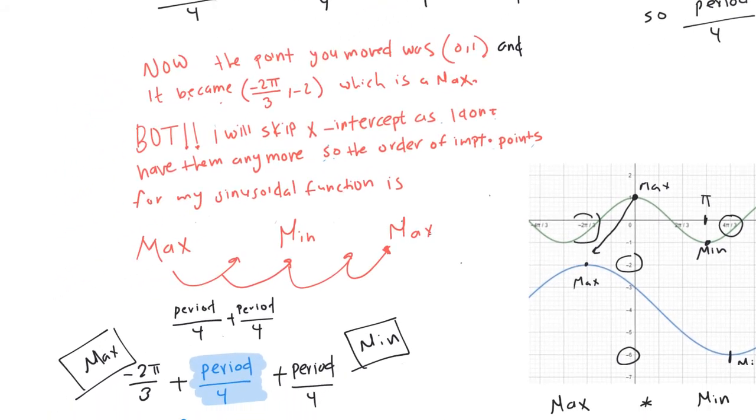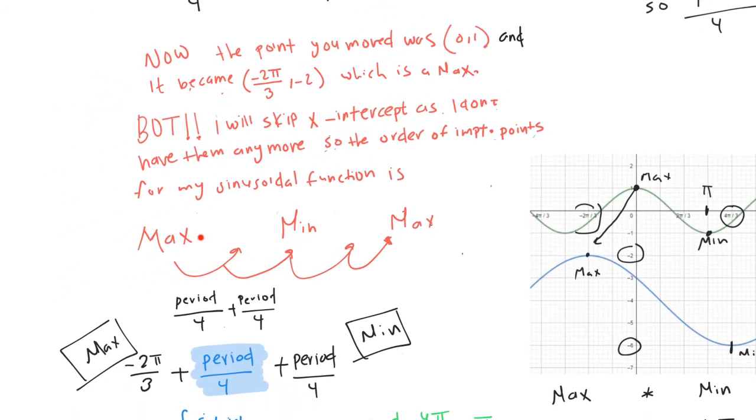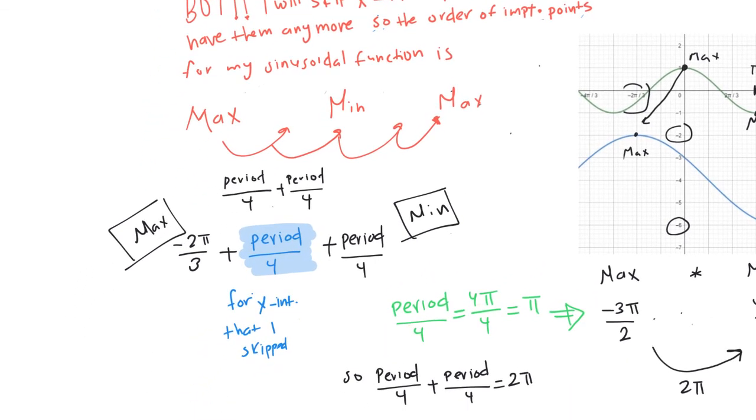Now I have a maximum, then I'm going to skip the x-intercept, go to the minimum, skip the x-intercept, and go to the maximum again. But I'm not going to skip adding this value, which is the period over 4 for my function. Okay, so what I'm going to do is move from the maximum, adding period over 4. Now I'm here. I didn't go to the minimum yet. I'm going to add another period over 4 to reach the minimum.